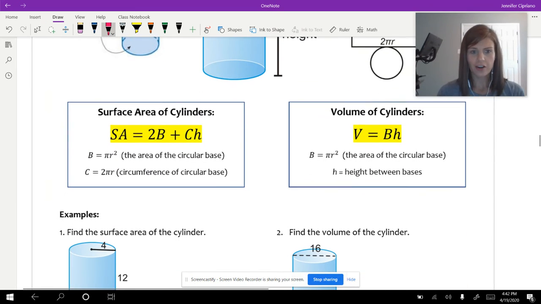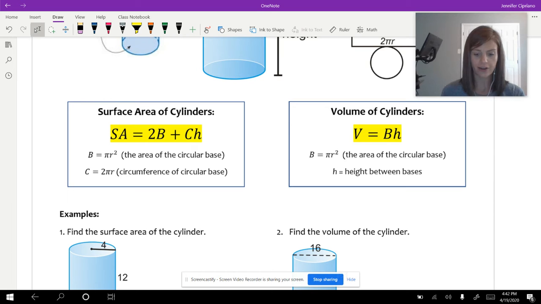So the surface area of a cylinder. Surface area is the area of all of the pieces of the shape. For a cylinder, we have three pieces. We have the top and bottom, those two circular bases. So the first part of the surface area formula is 2B, where B is the area of that circular base, so pi r squared. There's one on the top and one on the bottom. That's why we multiplied by 2.